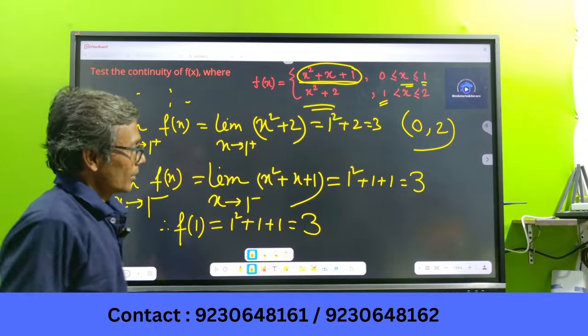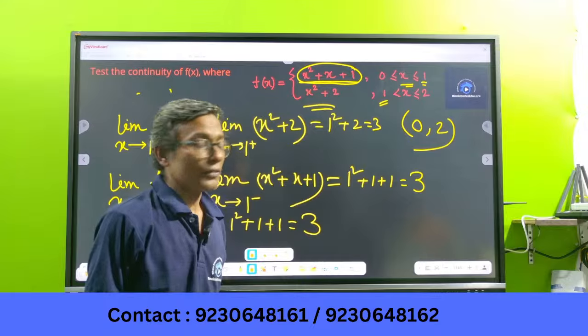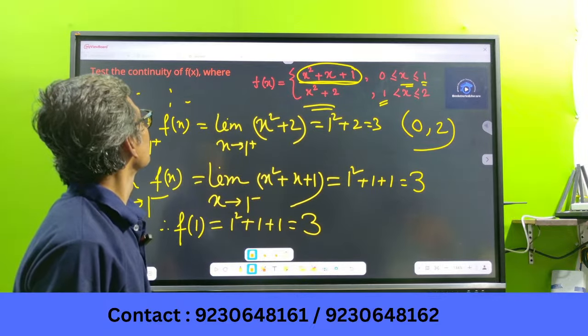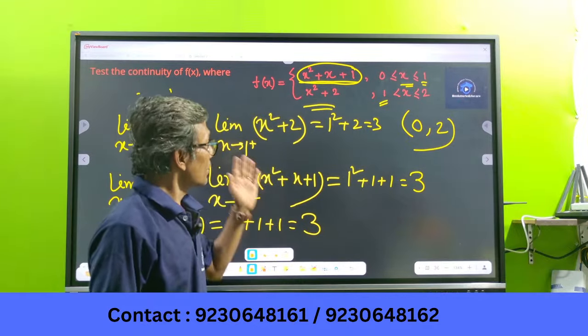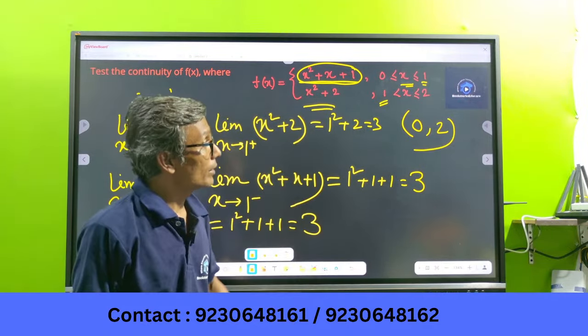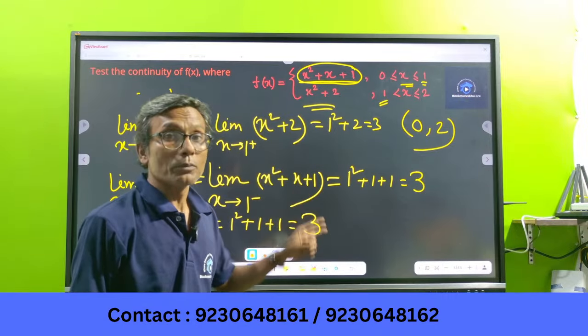So this is the answer: the function is continuous at the point x is equal to 1, and 1 is the breach point because 1 is present in both intervals.